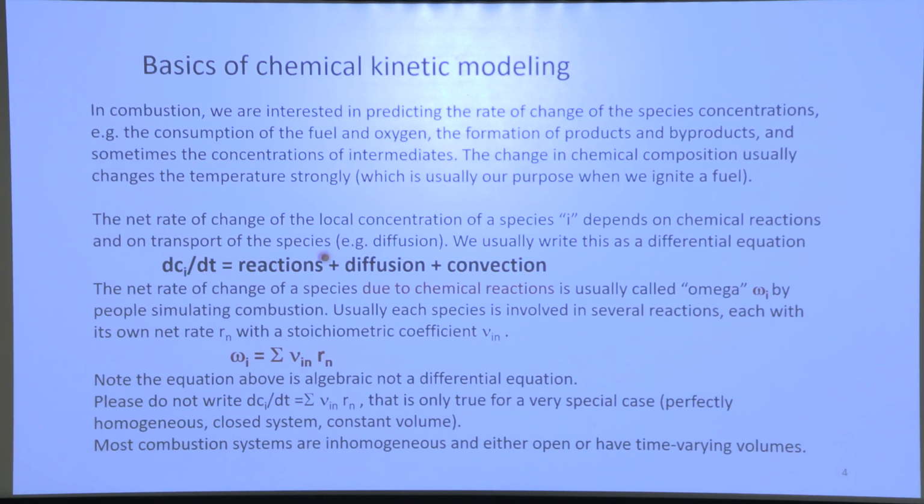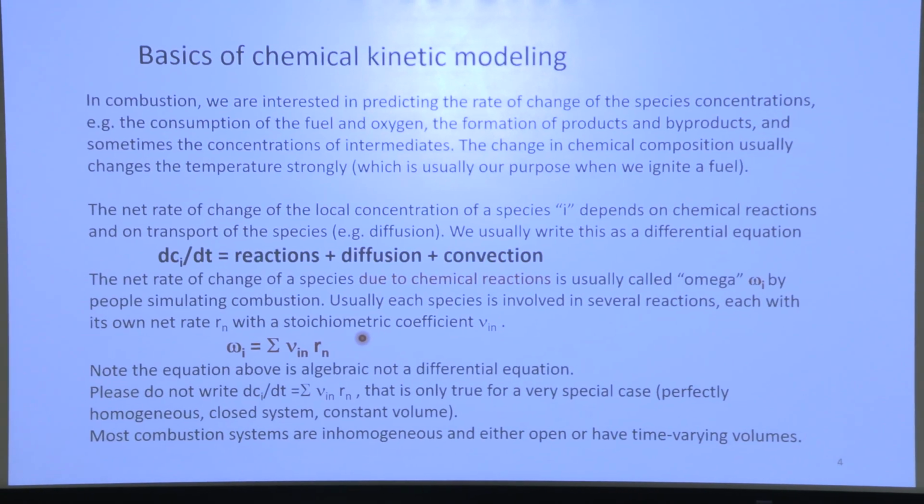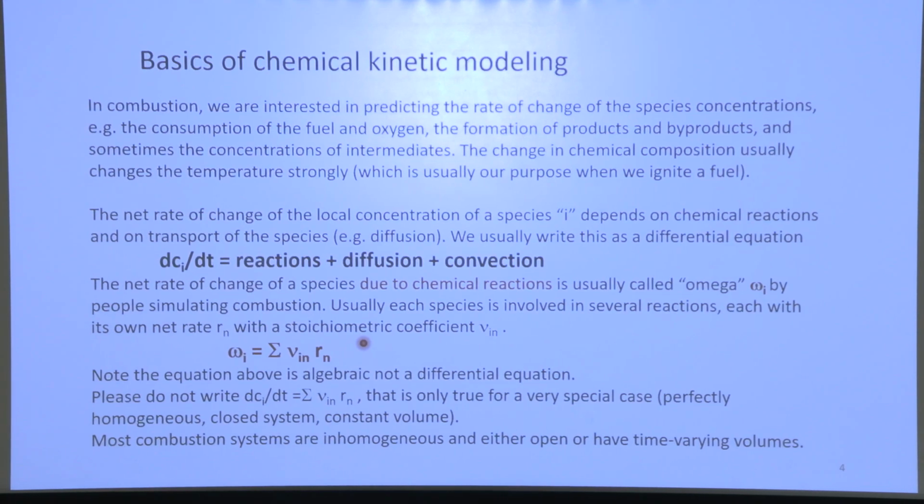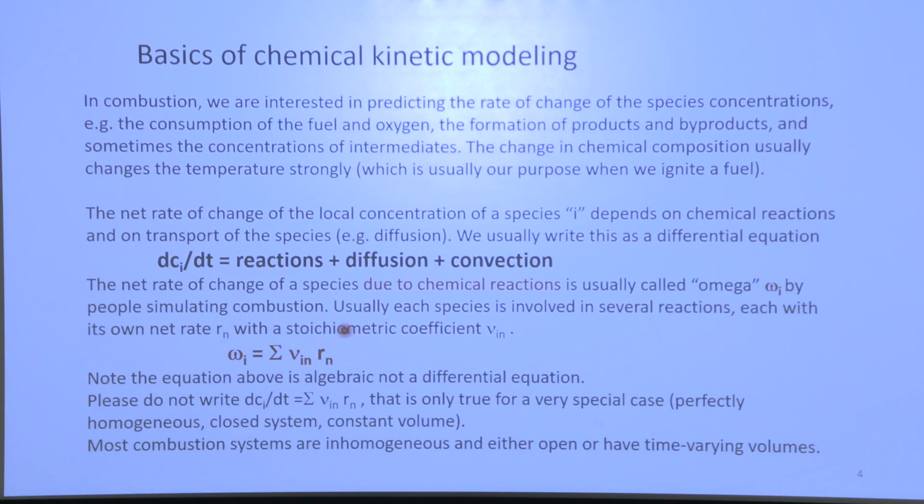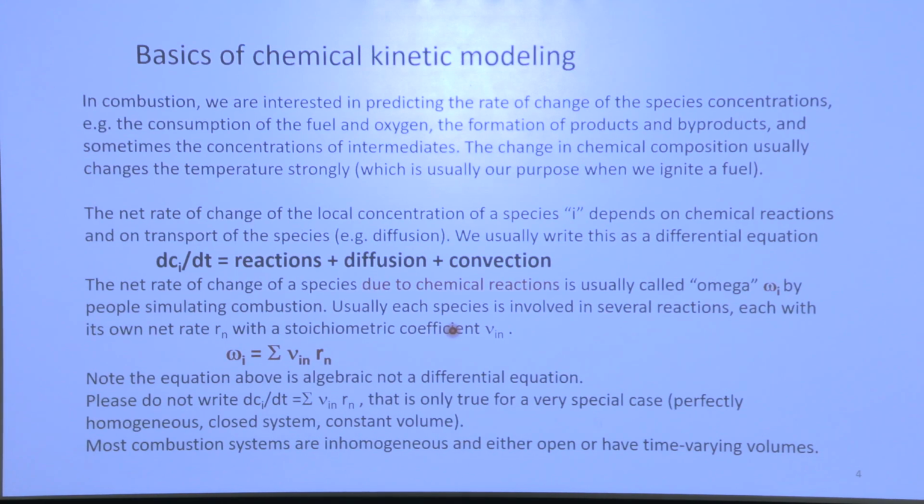This first term, the reactions term, is usually called omega, this symbol here, and that's the rate of change of species i just due to reactions, not including any transport stuff. And then that's usually a sum of several reactions that involve that species, because usually that species will be consumed several different ways and also can be formed several different ways. And so you have to add up all the different reactions that involve that species with the right stoichiometric coefficients, negative signs if it's a reactant, positive signs if it's a product. And you add them all up and you get omega.